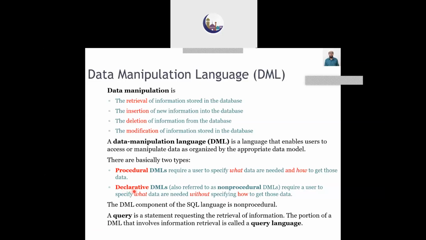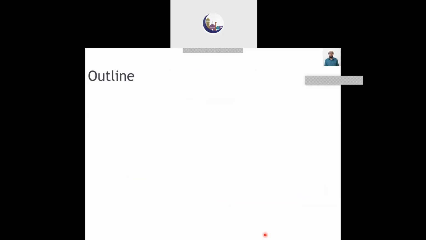Whenever we write any command to the computer, we are just telling it what data is to be retrieved or manipulated, but we are not telling how it is to be done. When I say what is to be retrieved, I'm just querying for that data. I'm just asking the database to give me that data. So that is a query. That's why sometimes we call all these declarative statements query language statements. In simple terms, a query is a statement requesting the retrieval of information, and the portion of DML which involves the retrieval of information is called query language.